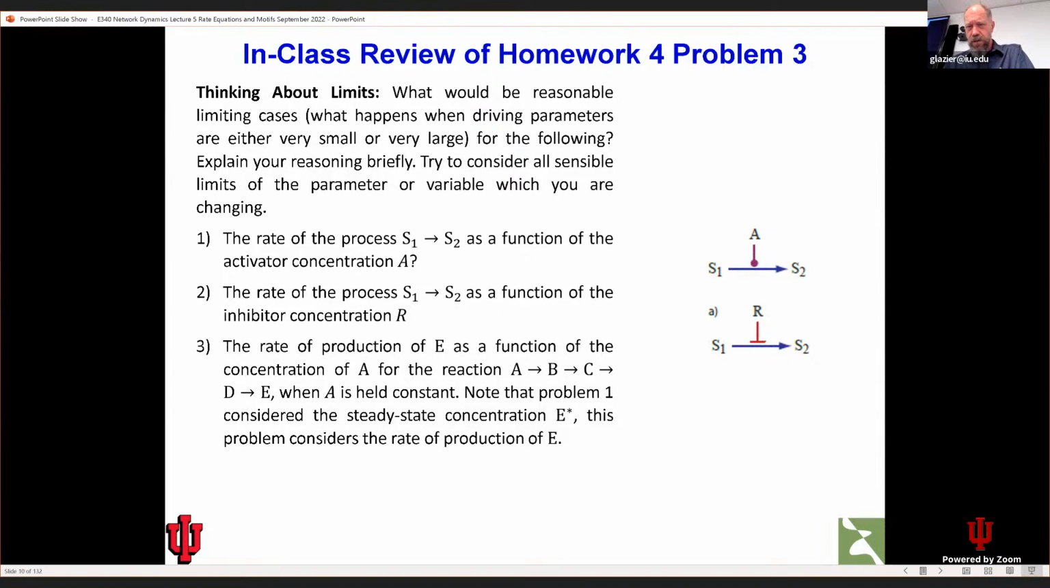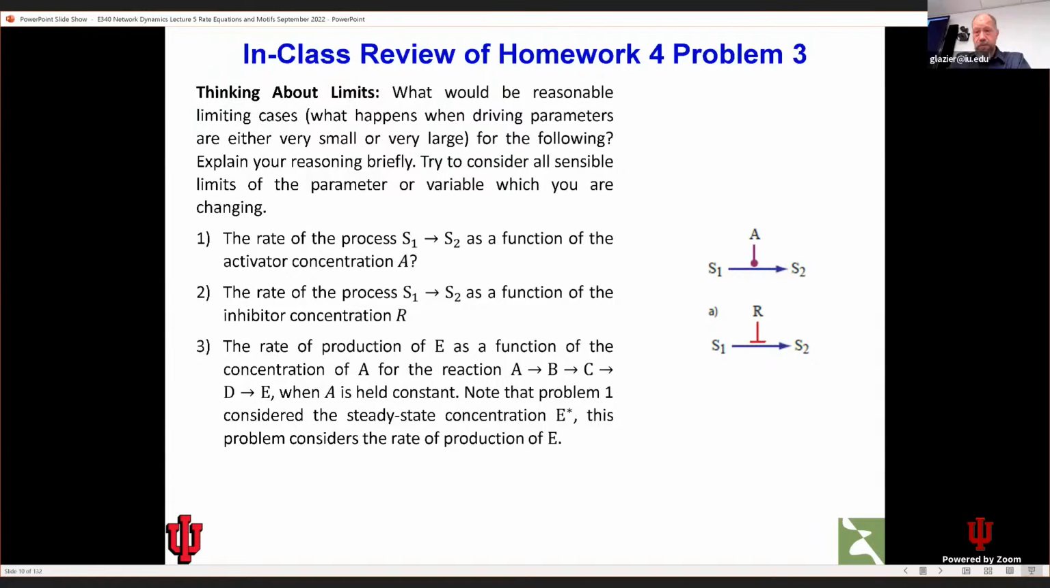Hey, Joel, Sean. If we have an inhibitor, our S1 goes to S2, it's inhibited by R. Suppose we have no R. What do we expect our rate of S1 to S2 to be? So if there's no inhibitor, then S2 would just increase as a function of S1.